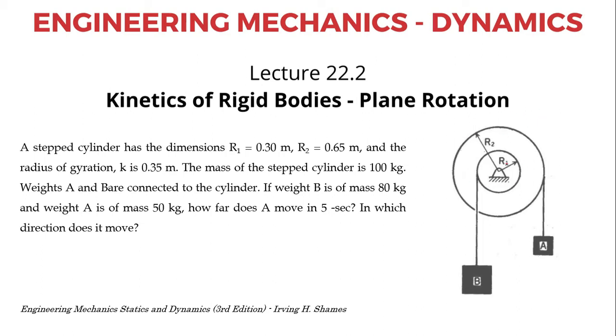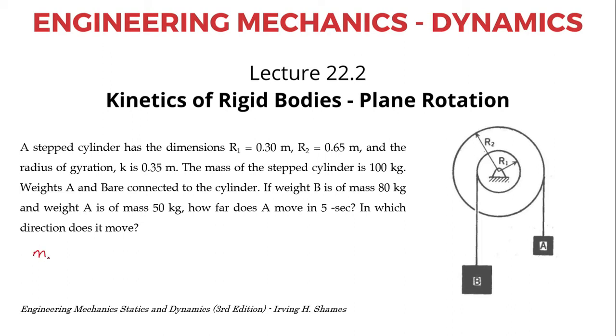The stepped cylinders are attached to a point here, so they are undergoing a pure rotation. You have two weights, A and B, attached to the stepped cylinder through strings as shown in this figure. The corresponding masses of both these weights are given. It is asked to find the distance traveled by the body A after 5 seconds and the direction in which it will travel. So first we shall write the data that is given to us.